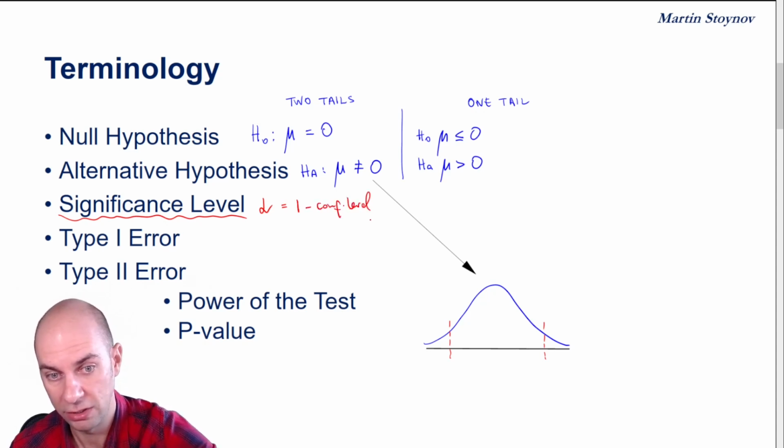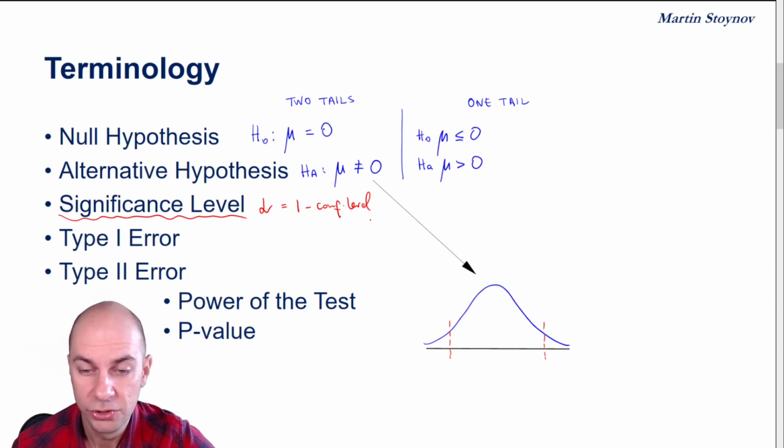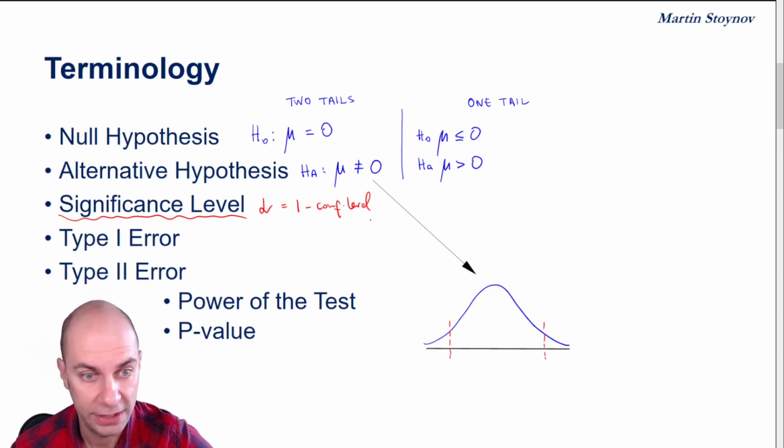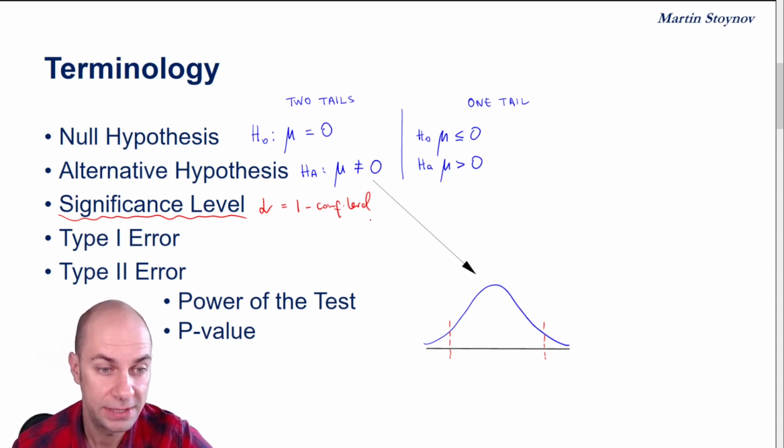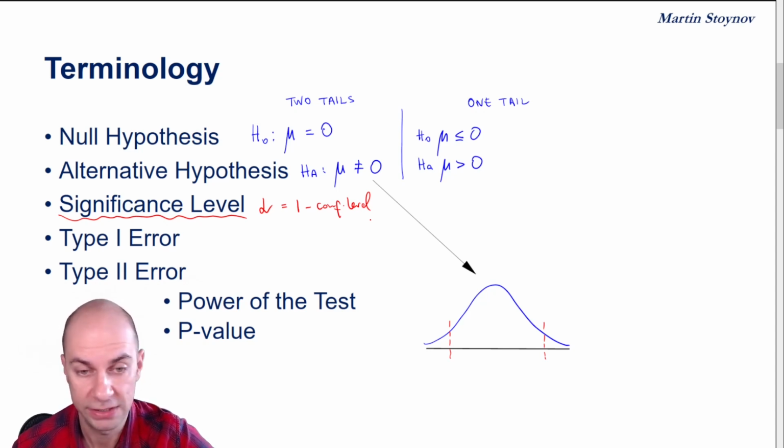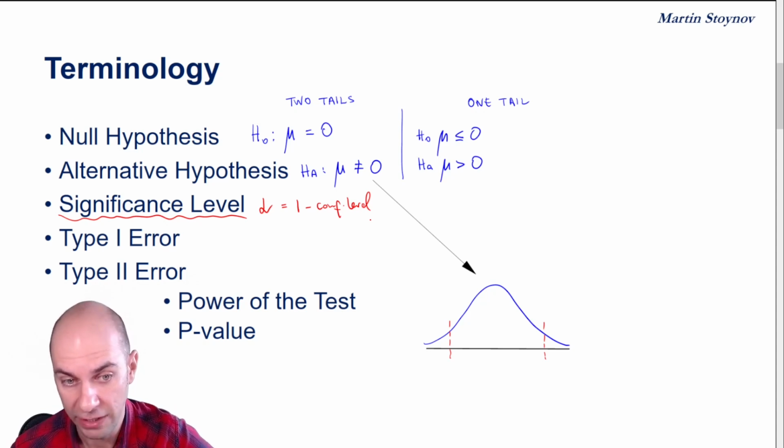I'm giving you quite a lot of stuff here, my friends. So if I said I'm performing a test at the 5% significance level, that's the same as saying I'm performing a test at the 95% confidence level, right? Because 1 minus 95 is going to give us 5%.